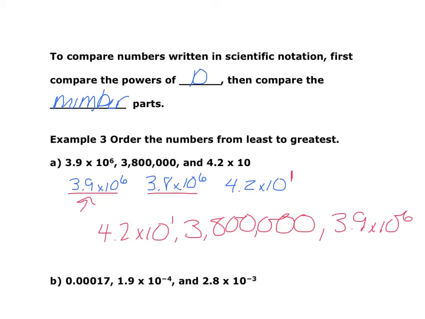And you're done. So again, what I would do is change them all to scientific notation like I've done here, and then compare the powers of 10 first. After you compare the powers of 10, list them from least to greatest and compare the numbers. Again, pause it, try these on your own. Once you're done, unpause and see how you did.